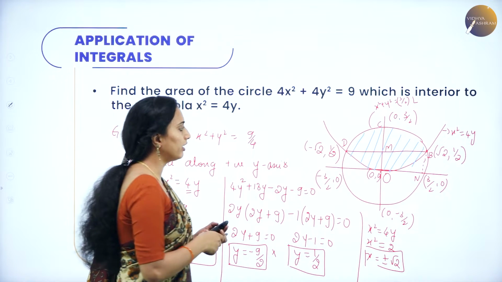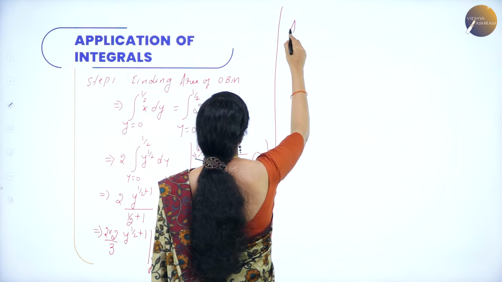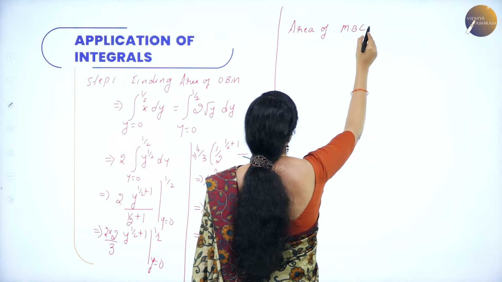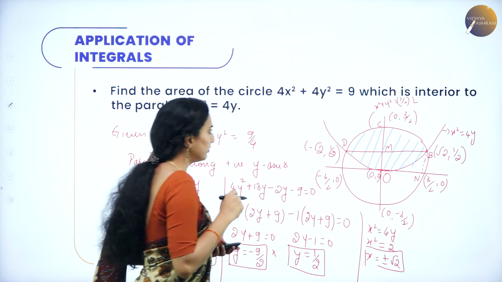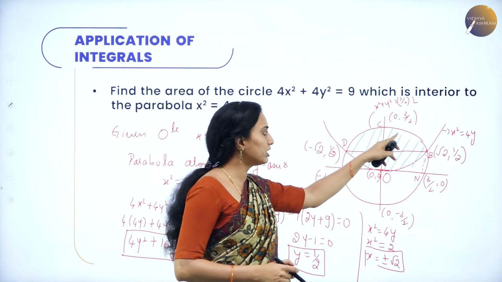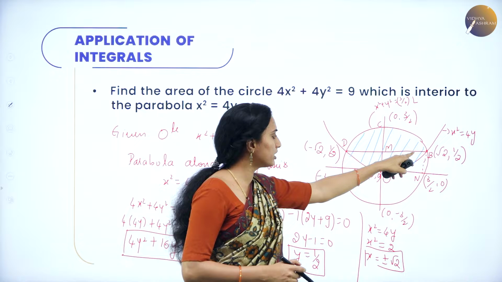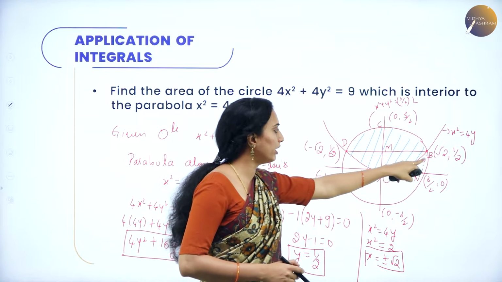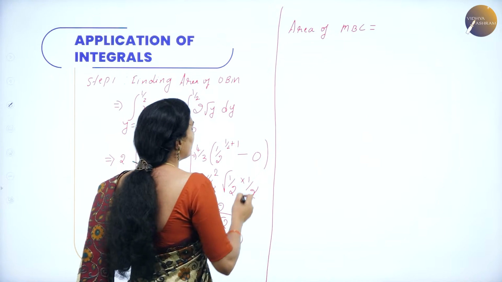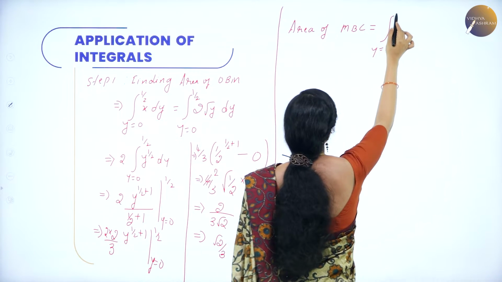Now let us find out the area of MBC, correct, area of MBC. So if you find out the area of MBC, which is the area between the circle and a parabola, correct. So for a circle and a parabola you can take the horizontal line, y will be varying from half to 3 by 2. So half to 3 by 2 I am taking, so y will be varying from half to 3 by 2.